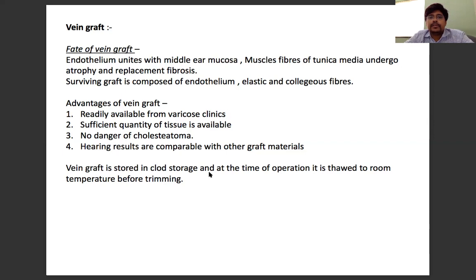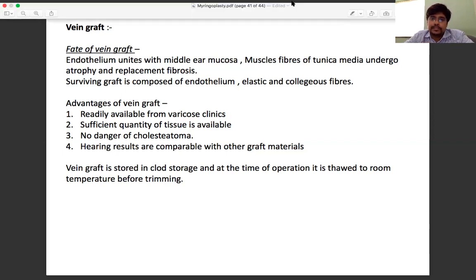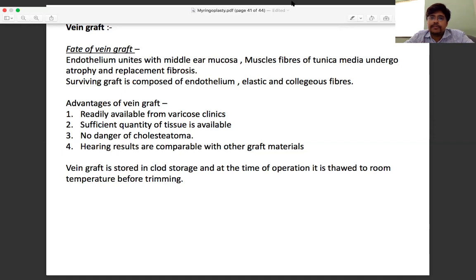So in the next lecture we will discuss tympanoplasty and in subsequent lectures mastoidectomy.